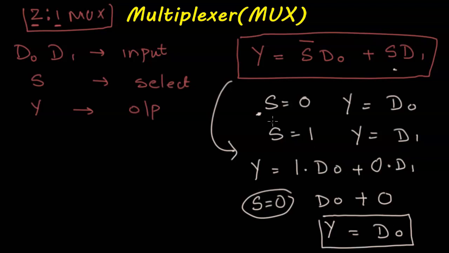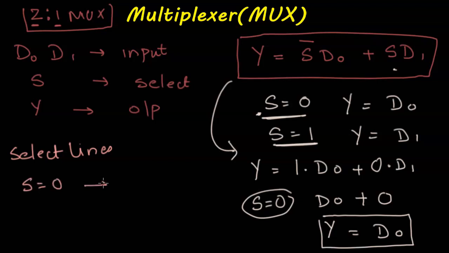So it depends on what is the value of my select line. The select line decides what output is going to be present at the output. So if the select line again is 0, then the output gets D0. If the select line is 1, then Y, that is the output, gets D1.